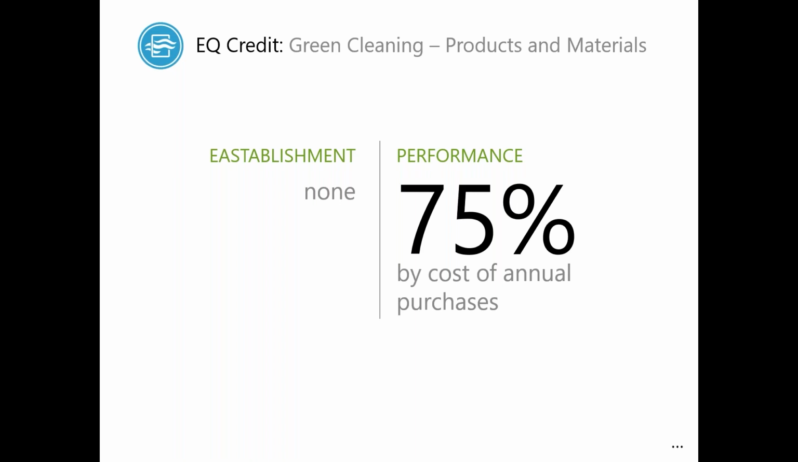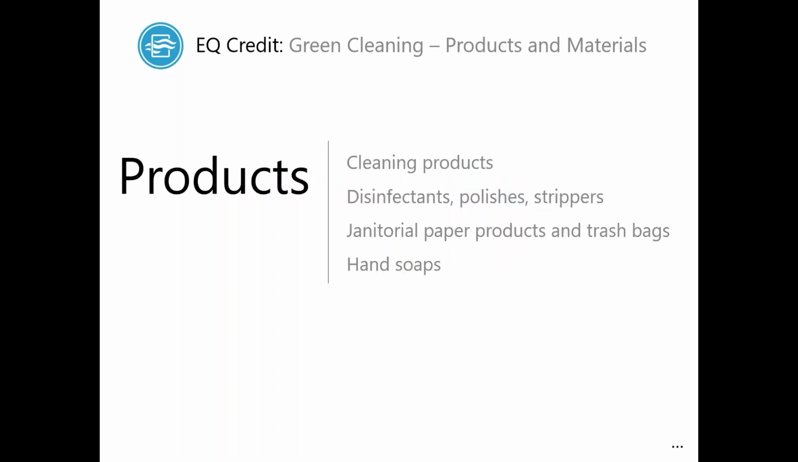And so what products are we looking at? What qualifies under green cleaning products and materials? Well, we're looking at things that we use to clean the building, right? So cleaning products, disinfectants, floor polishes, floor strippers, hand soaps, janitorial paper products, and trash bags. So again, 75% of our total cost needs to be compliant with LEED's standards, and we'll talk about what those standards are in a second.